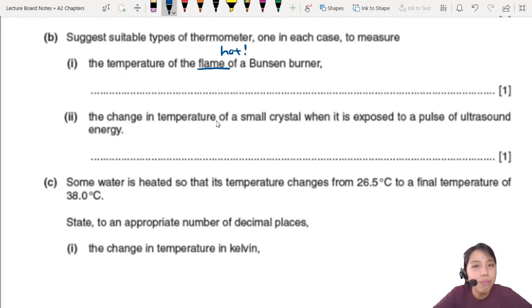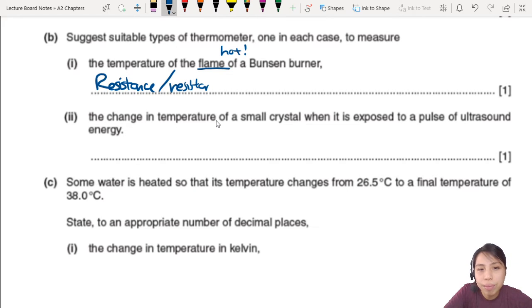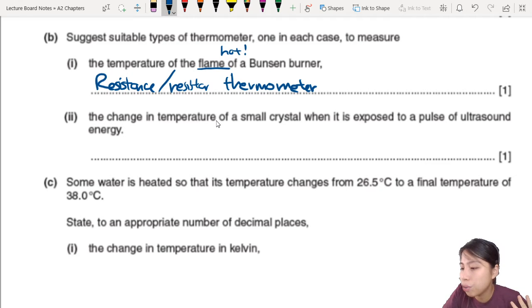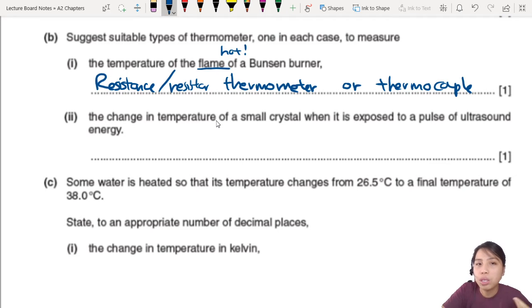So one of those that can have a very large range and can stand the heat of the Bunsen burner could be the resistor or resistance thermometer. I don't know, some people call it resistor thermometer. What other ones could we use? Well, we learned 4 main ones, but there's actually more. If you know more, you can write them. As you notice in the mark scheme, you see some other weird thermometers. Never mind, just stick to the 4 that you know. So one is the resistor thermometer, or the thermocouple works fine as well. These are metal-based probes, so it wouldn't melt as easily if you stick it in the Bunsen burner. So any of these would work fine.